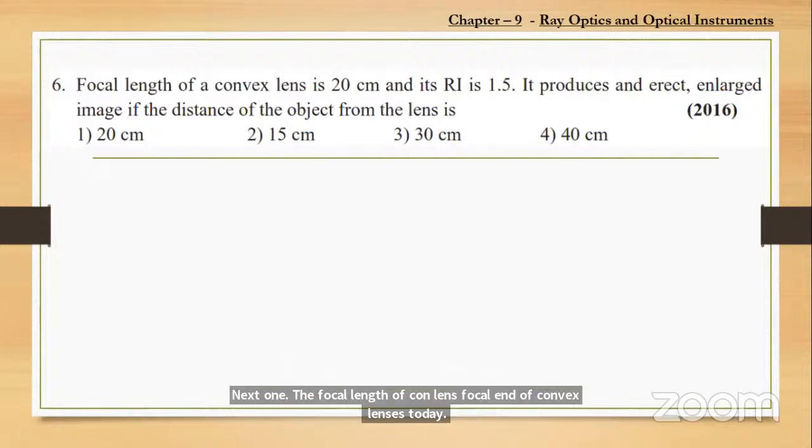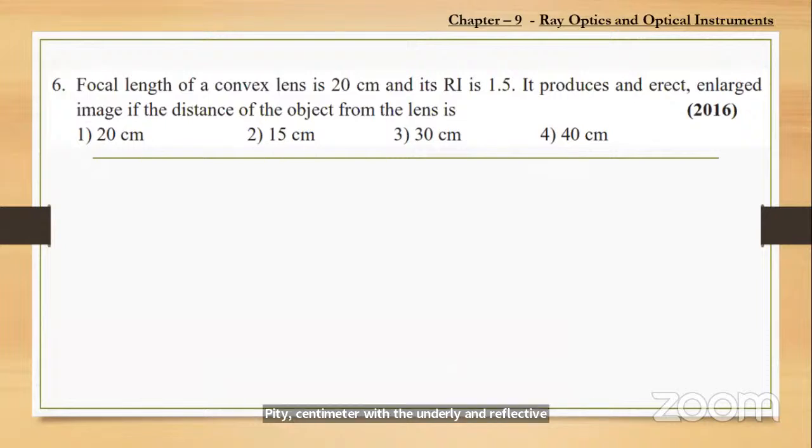20 centimeter and its refractive index is 1.5. It produces an erect enlarged image. Erect and enlarged image is produced if the distance of the object is from the plane surface is.